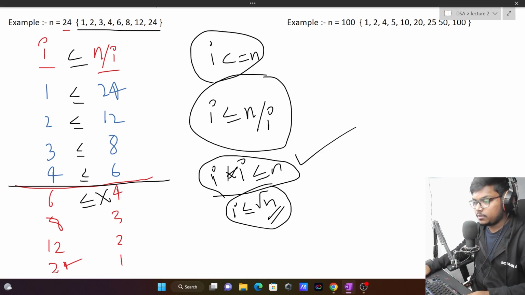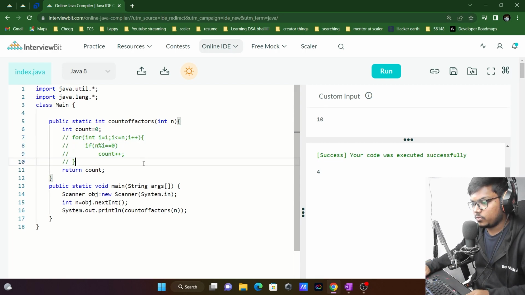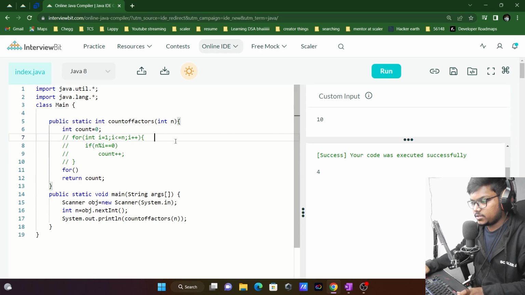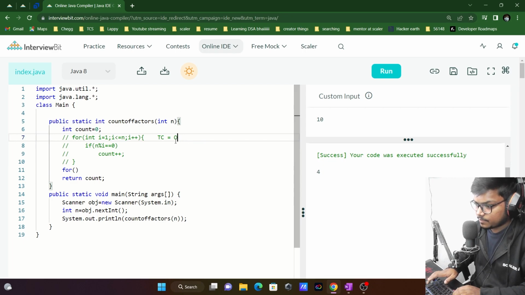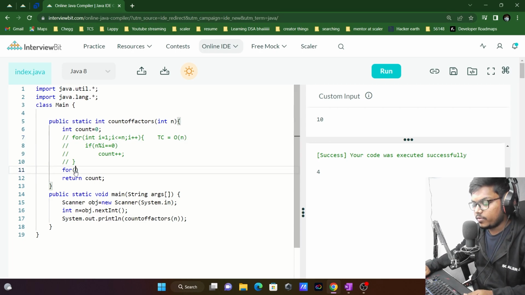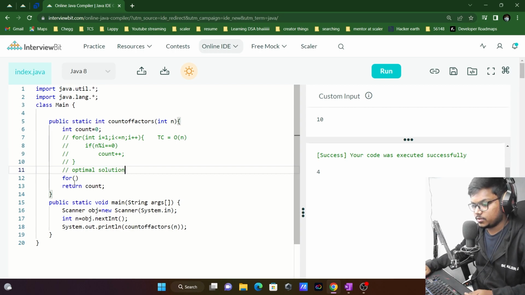Now how can we do it in programming? Let's check it out. I will do one thing. I will comment this out for future understanding, right? The time complexity for this will be order of n. Now we are doing this optimally. We are writing the optimal solution. Let's do this.